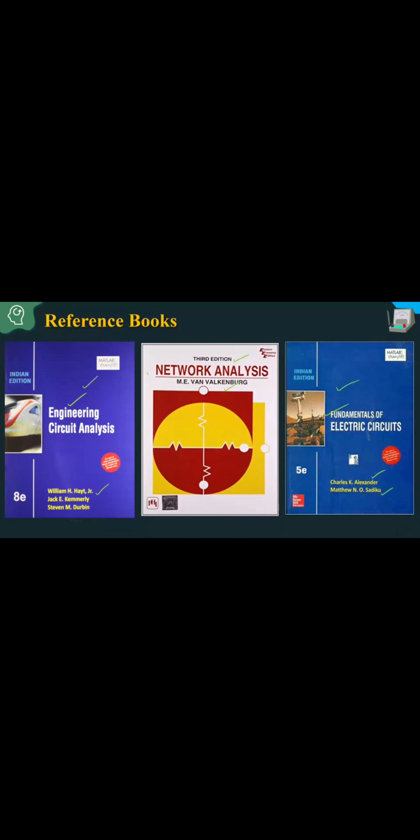In Network Analysis by Van Valkenburg, at the end of every chapter there are unsolved questions. You also have to practice those questions. But in Alexander and Sadiku, there are more practice questions. There are some solved questions and unsolved questions also. Practice those questions. Most of the time, these questions are asked directly in GATE. The models and questions are asked directly. These are the reference books that you have to concentrate on.